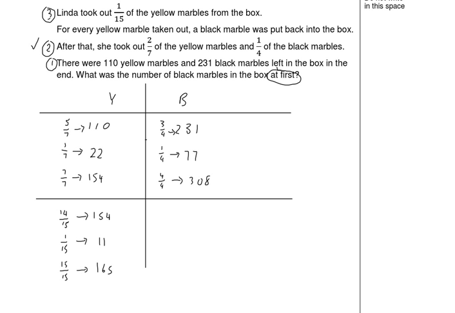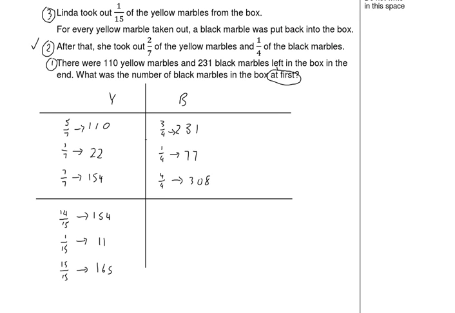Okay, but we also need to do it for the black marbles, right? Since for every yellow marble taken out, a black marble was put back into the box. How many yellow marbles were taken out? Xuan Wei? 11. Do you all agree with him? Yes. 11 yellow marbles were taken out. So since 11 yellow marbles were taken out, how many black marbles were placed inside, Clarence? 11, right?